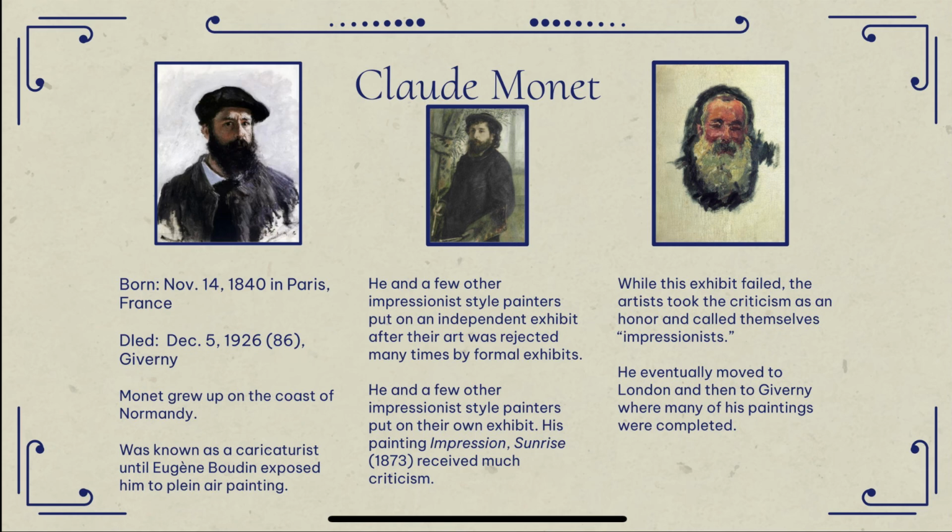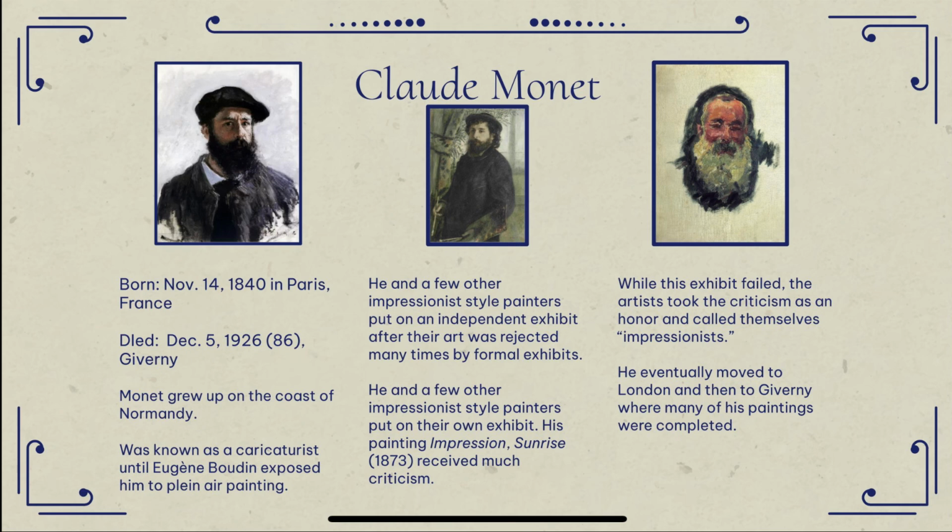This exhibit failed greatly because painters liked traditional styles, more neoclassical style paintings, and they did not like the way that Impressionists painted. They did not like their lack of detail. Even though this exhibit failed, the artists actually took this criticism as an honor for going against the status quo and called themselves the Impressionists.